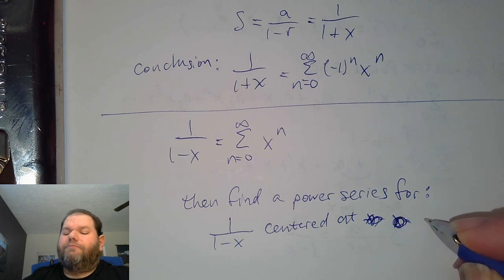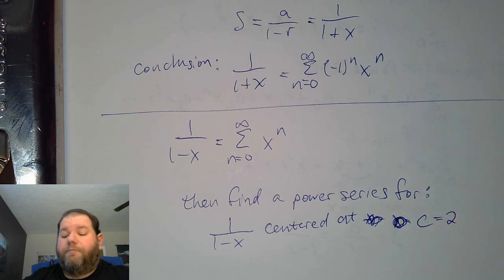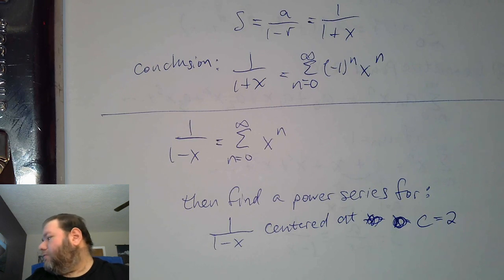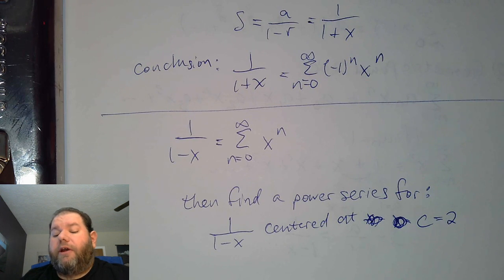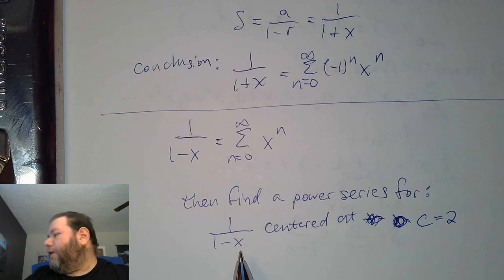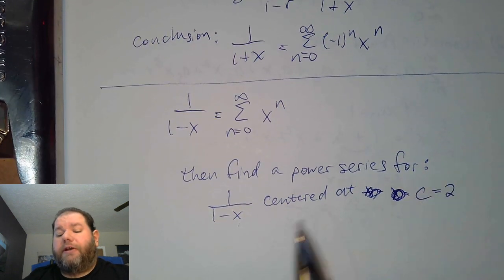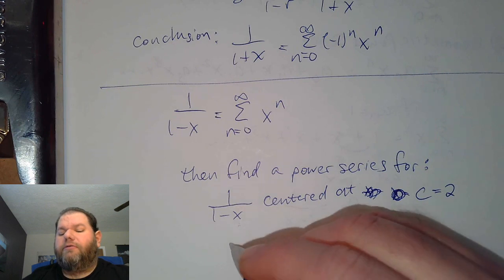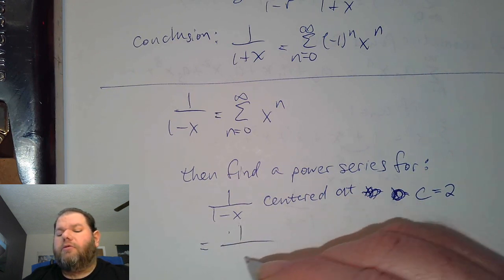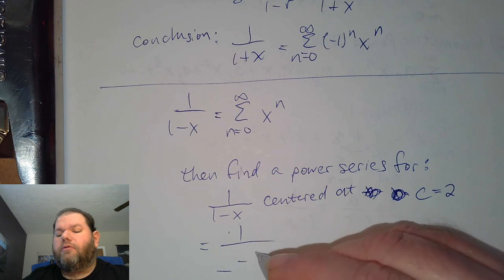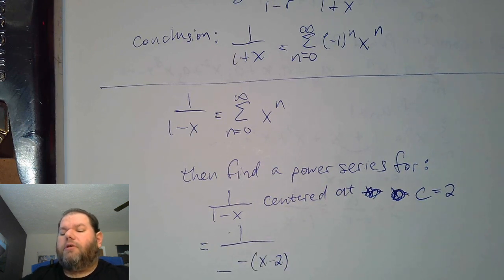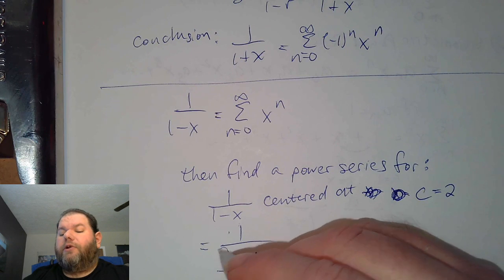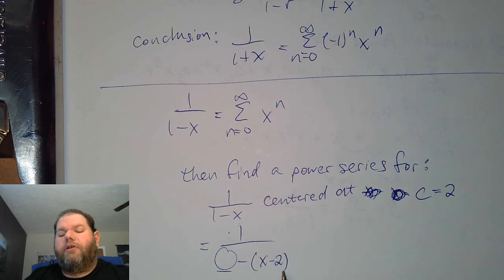Well, c equals 2 is probably a better way of saying that. Now, if the center is 2, that means instead of having x here, we would like to have x minus 2 here. So the question is, what number would go here to balance out us putting this number here?